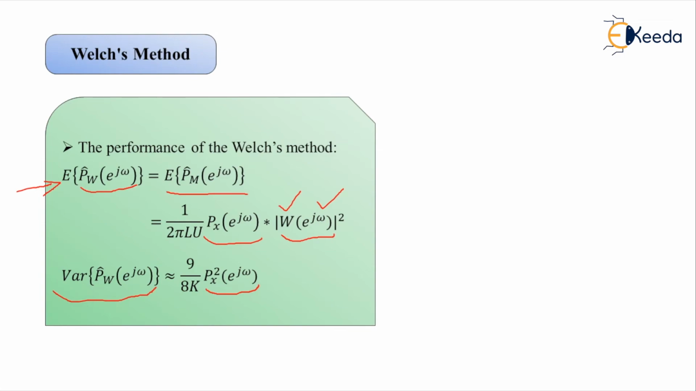Next to that, for a given number of sections represented by capital K in this particular denominator, the variance of the power spectrum estimate for the given method will be larger than that of the previous method that we have seen, that is Bartlett's method, and this will differ by the factor 9 by 8 here.